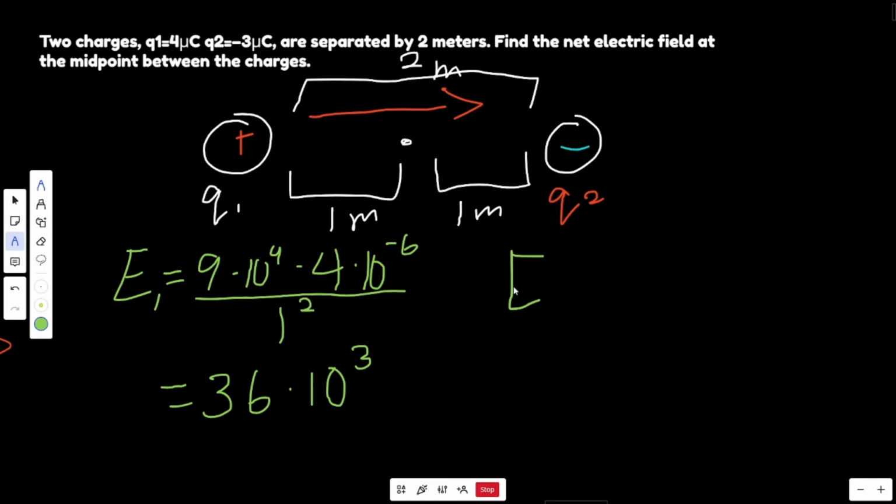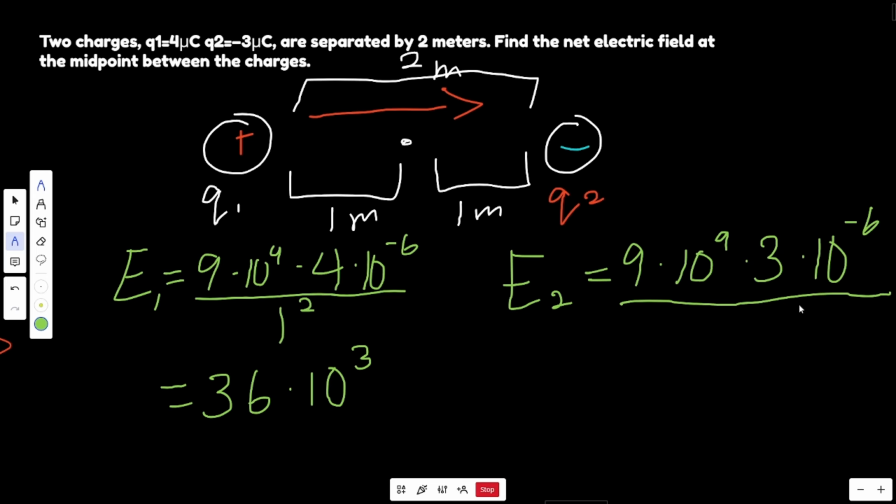So E2 is equal to Coulomb's constant, 9.0, or just 9, times 10 to the power of 9. Sorry, that looks too much like a 4 there. 9 times our absolute value of the magnitude, which is 3, times 10 to the power of negative 6, because micro is equal to 10 to the power of negative 6, all over 1 squared. So here we'll get 9 times 3 is equal to 27, and following the law of exponents again, we'd have 10 to the power of 3.